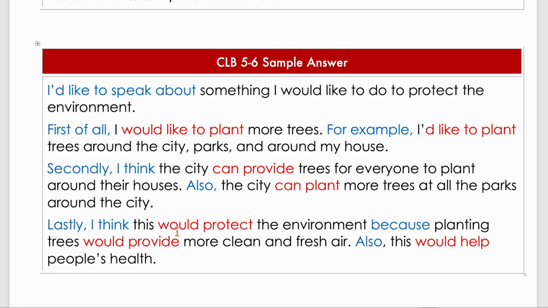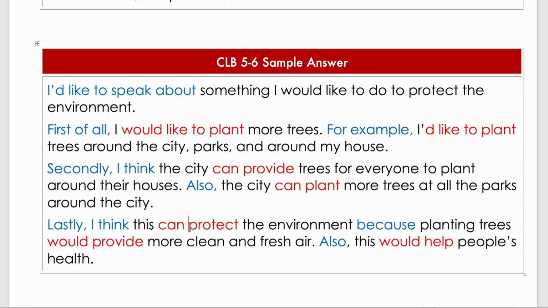Lastly, I think this would protect the environment because planting trees would provide more clean and fresh air. Also, this would help people's health. Okay, so again, firstly, I'm using here would, but I can also use can protect. Let's use can protect.